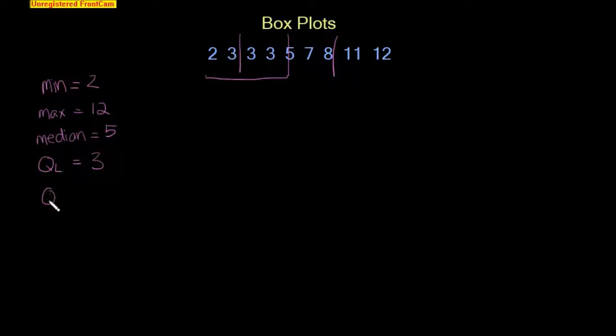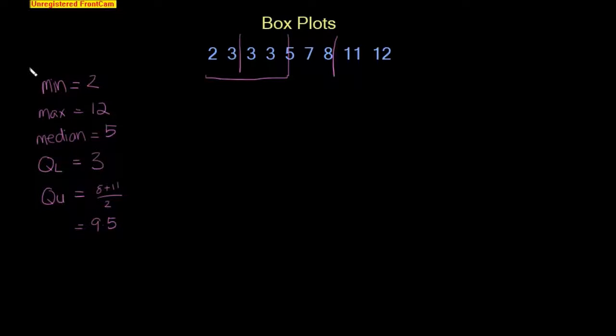Our upper quartile value is the middle here. So it falls between 8 and 11. And to find that, we work out the average of 8 and 11. So we just add 8 and 11, divided by 2. 8 plus 11 is 19, and 19 divided by 2 is 9.5.